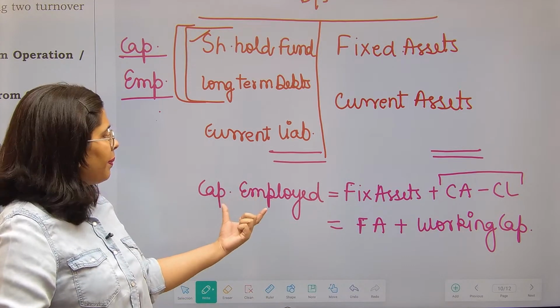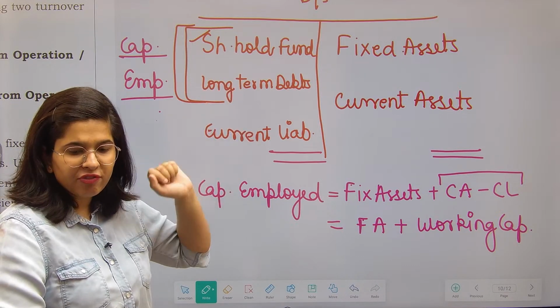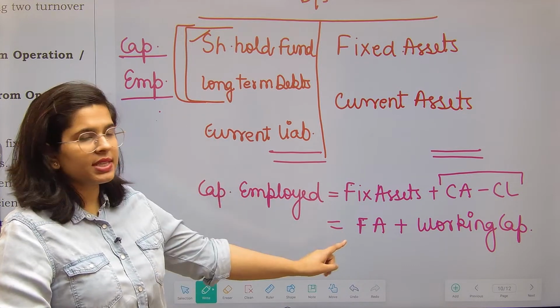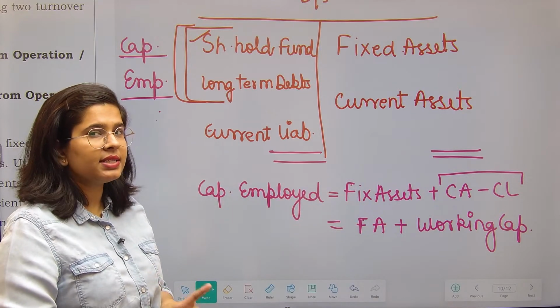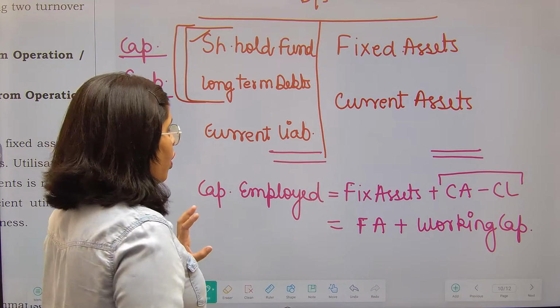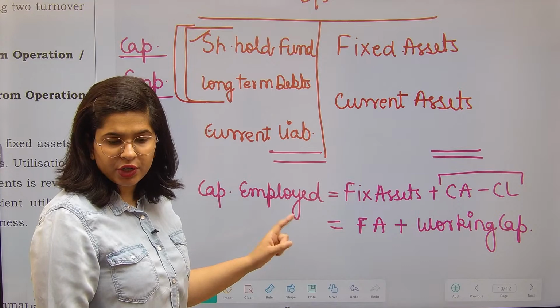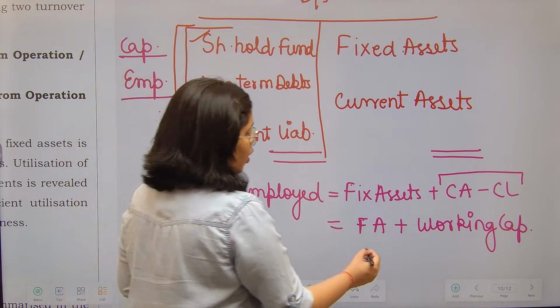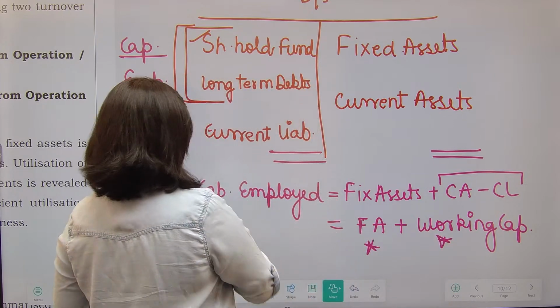So we know that capital employed is obviously shareholders fund plus long term debts, but apart from it, it is also fixed assets plus working capital. Working capital is what? Current asset minus current liability. So I can divide the capital employed turnover ratio in two parts. That means one part is the fixed assets part and the next part is the working capital part.